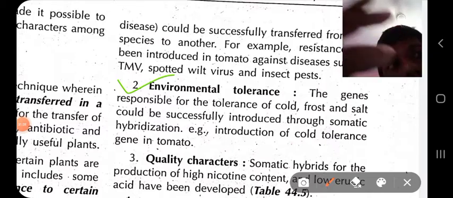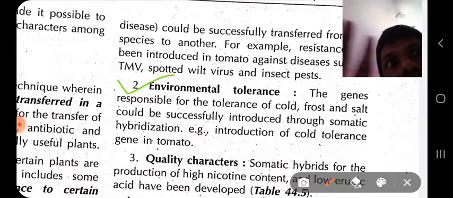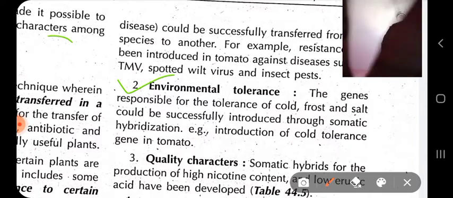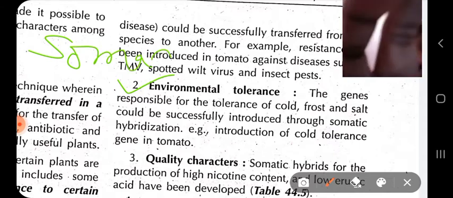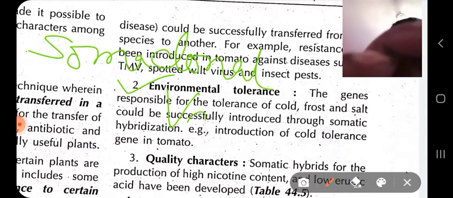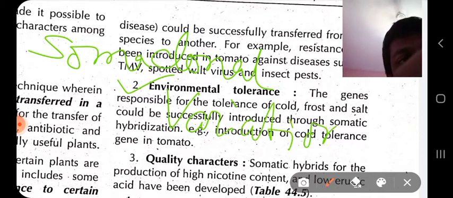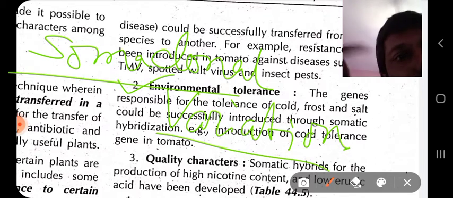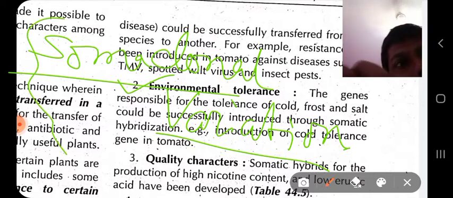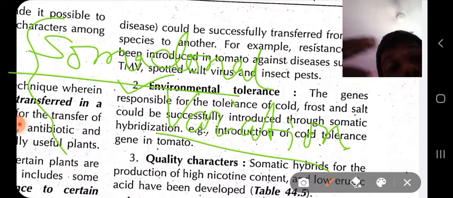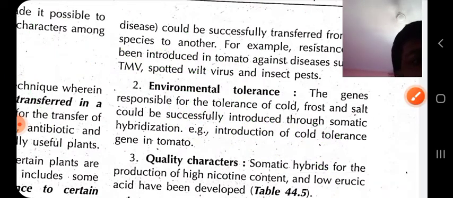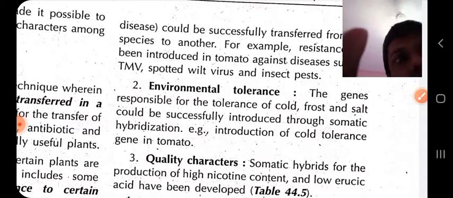Known as, what can I say, I have forgotten the name. It has been given in your syllabus at the last part of your topic. Somaclonal variation. So through somaclonal variation, we can also create some hybrids which are resistant to environmental stress, like cold stress, heat stress, then salt tolerance stress. But here also we are directly introducing the genes by making hybrids.